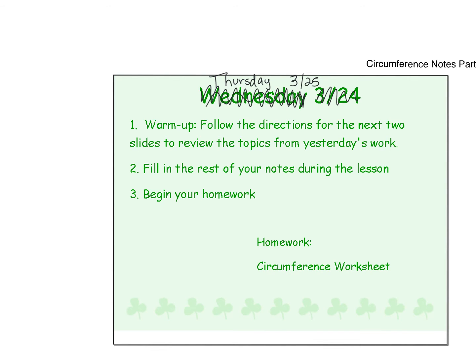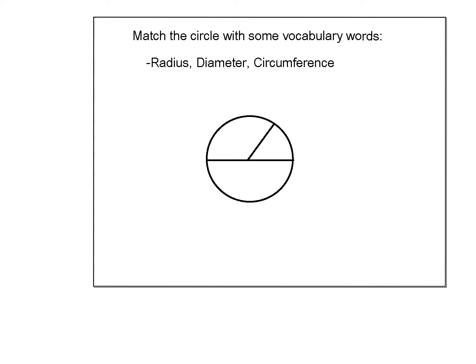So let's jump in. On our last worksheet, everybody did a pretty good job with this, but what I want us to do is just match up some of these words to their picture. So I want you to do some highlighting. I'm going to highlight radius in red, and then I'm going to highlight the line that shows the radius. The radius is the line that goes from the center point to the edge of a circle, so it's just half of the diameter.